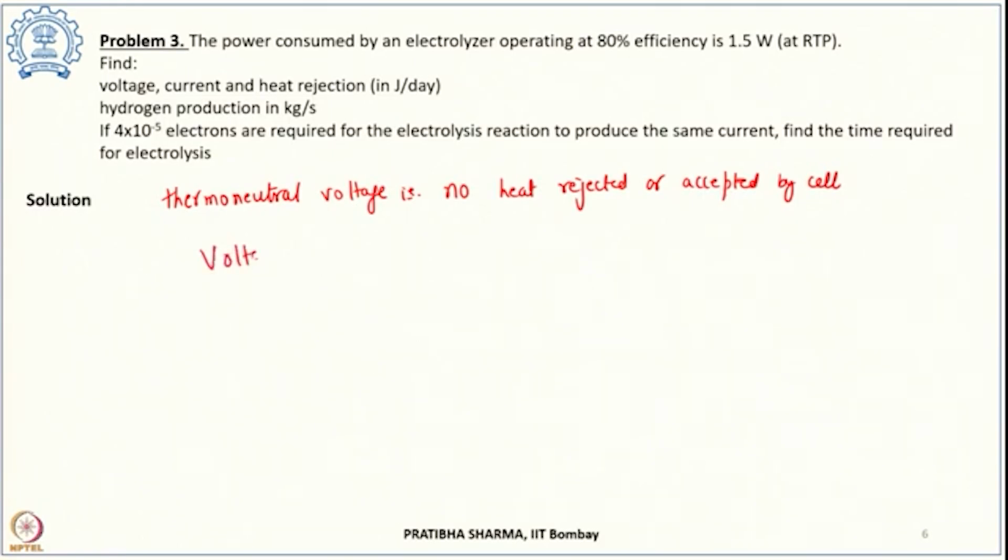So the voltage is 1.48 divided by the efficiency, and that is given by 1.48, and efficiency is already given to be 80%. So divided by 0.8, and that comes out to be 1.85 volt. So that much is the voltage which is required to be found in the problem.